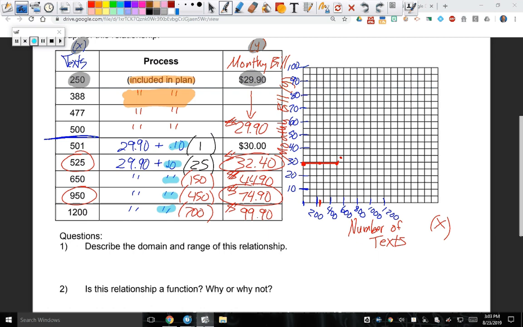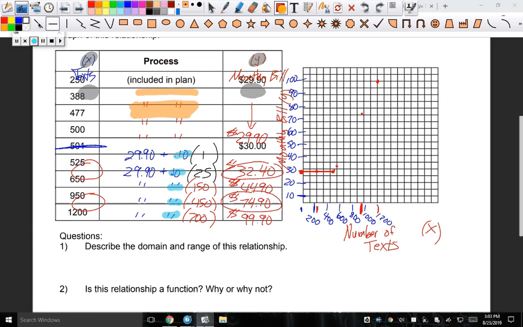So let's jump all the way to 950, and we're going to graph 7. So 950 is about here. We're going to go to just under 75. And at 1200, we're going to go just under 100. So that if I do a line, it'll look something like that.